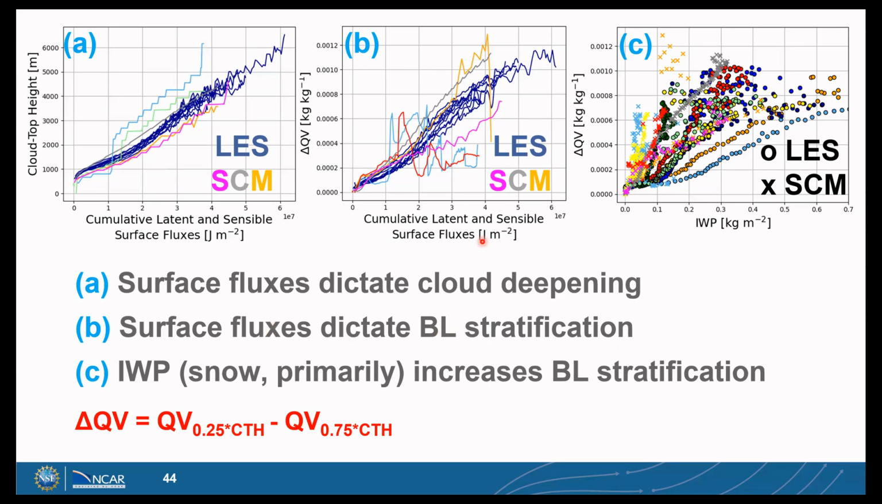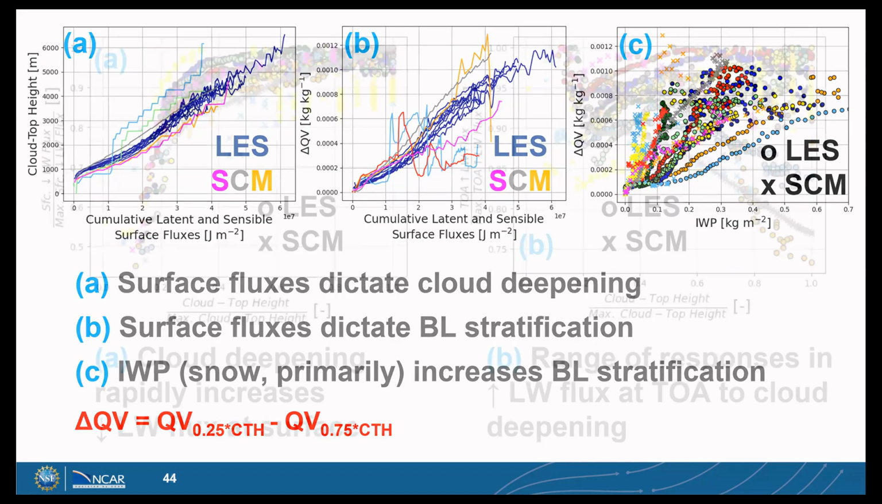Surface fluxes dictate the boundary layer stratification. So when we compute the difference in the water vapor near the surface compared to the upper part of the cloud layer, we can see a pretty clear correlation. And this really just has to do with decoupling, right? Once you get precipitation processes going, they tend to decouple your boundary layer. It's not as well connected to the surface. And then we also find that ice water path increases boundary layer stratification, primarily snow. This is through snowfall. But this is not nearly as clear a relationship. You get a lot more scatter, and the SEMs don't really align too well with the LES.